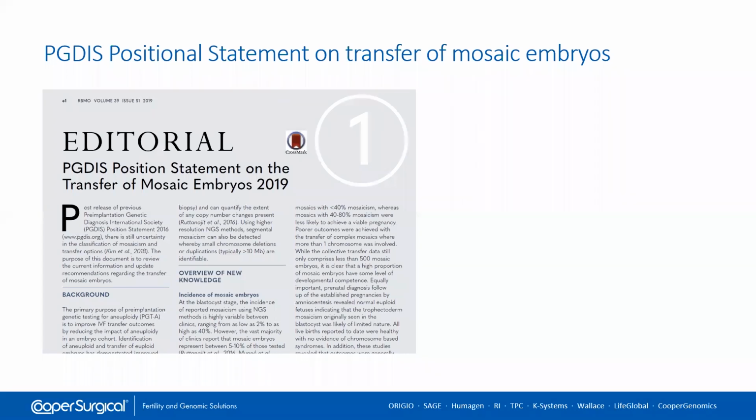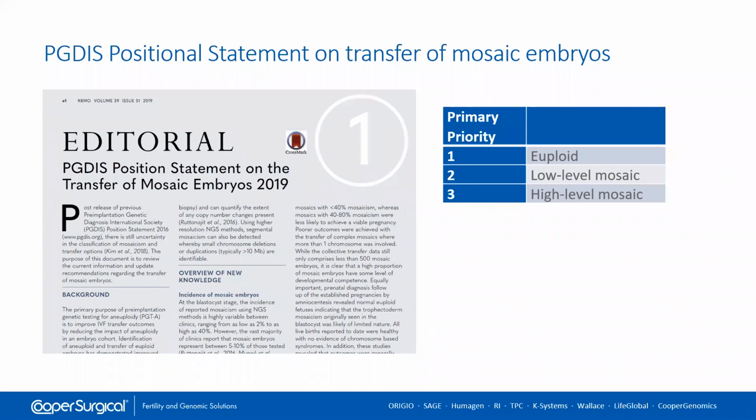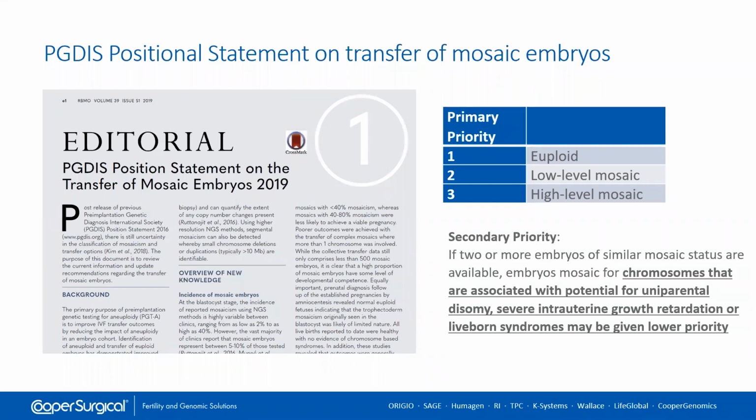What do we do as a community? And that's always the big question. So PGDIS came out with a position statement in 2019. It's a 3-page document. I'd obviously recommend everybody read it who hasn't already. But the very basic summary of their work is that they have a primary priority for transfer, which is euploid first, low-level mosaic, followed by high-level mosaic. And again, PGDIS recommend a 20 to 40 and a 40 to 80% thresholding of the embryos.